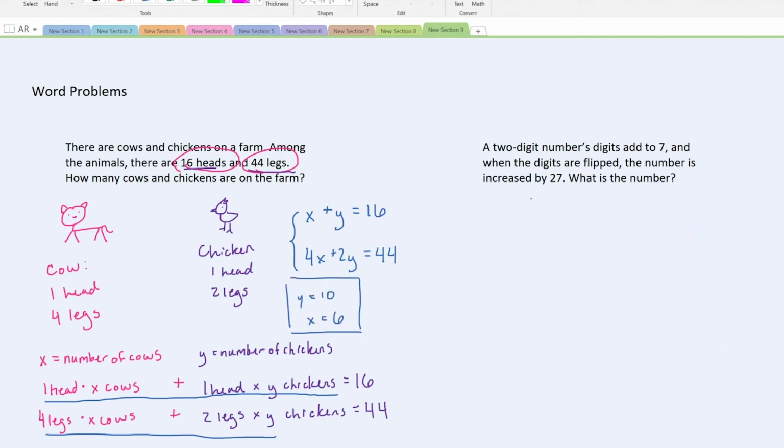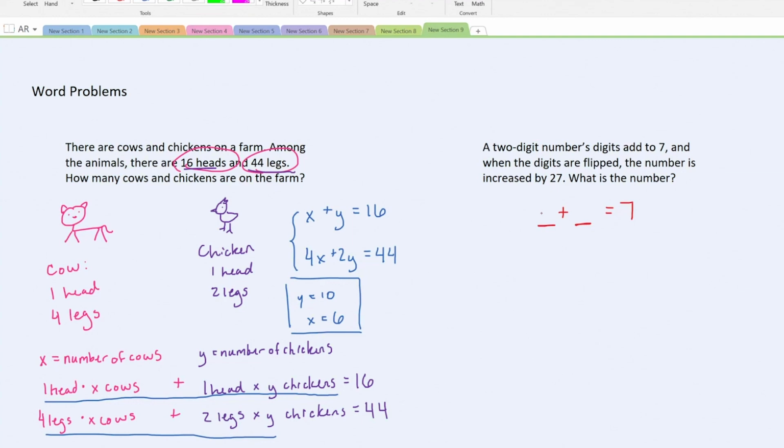Let's try the other problem. A 2-digit number's digits add to 7, and when the digits are flipped, the number increases by 27. What's the number? So what this means is that you have a 2-digit number, and when you take the individual components, they'll add up to 7. Now if you flip the digits around, then the final number's value is actually greater than the original by 27.